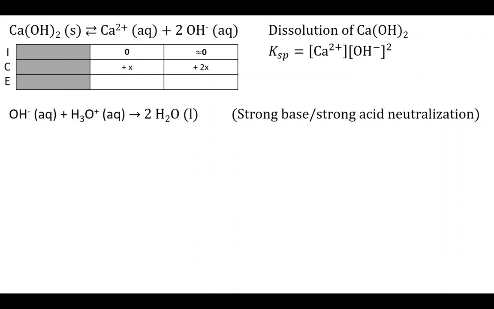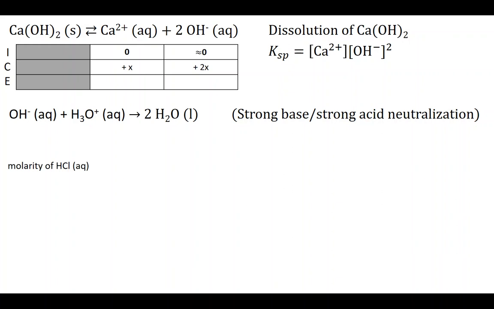Okay, but how do we know the calcium or the hydroxide concentration? And that's where the titration comes in. So, as you know, in a strong acid, strong base reaction, the hydroxide ions from our strong base, calcium hydroxide, will react with the hydronium ions from the strong acid, hydrochloric acid, and those neutralize together to form water. I'm only showing you the net ionic version of this equation.